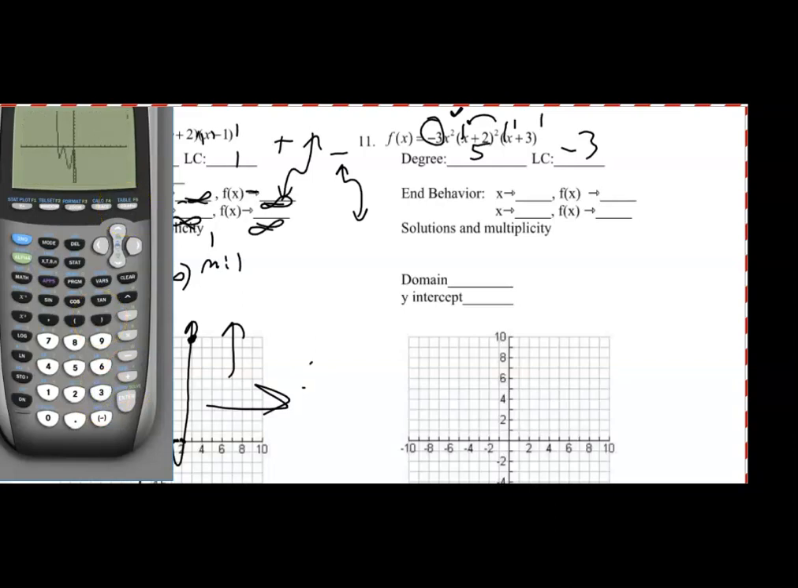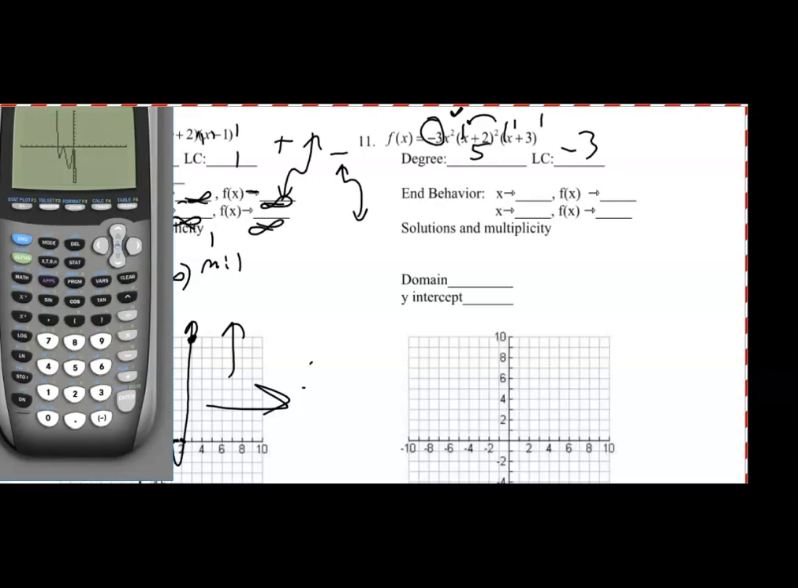Okay. Now, notice since it's an odd one again, it's going in opposite directions. So we have one going up and one going down. Remember, evens will always be going in the same direction, like a smiley face or a sad face, or a W or an M. But when you have 3s and 5s and so forth, they're going in opposite directions.